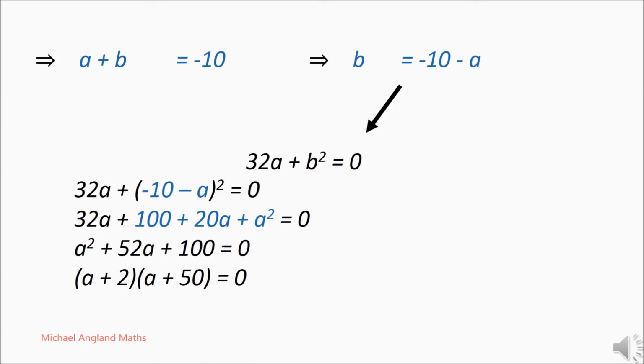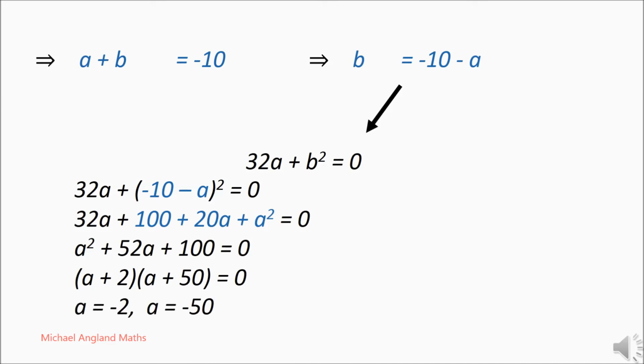So FOIL, the first two terms, A and A, is A squared, which we see above. And then O, the outer two terms, is 50 times A. I, the inner two terms, is 2A. 50A plus 2A is 52A, which is the middle term above. And L, the last two, 2 times 50 is 100. So we get A squared plus 52A plus 100, a useful acronym when dealing with quadratics.